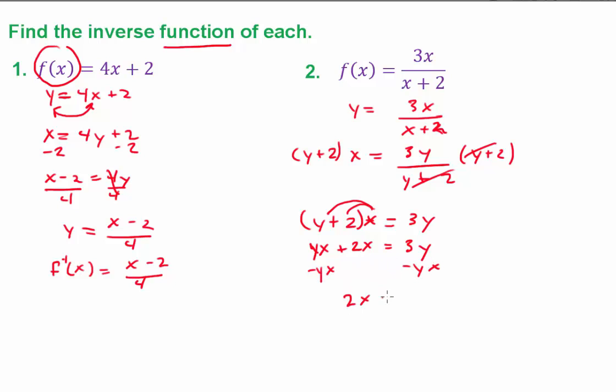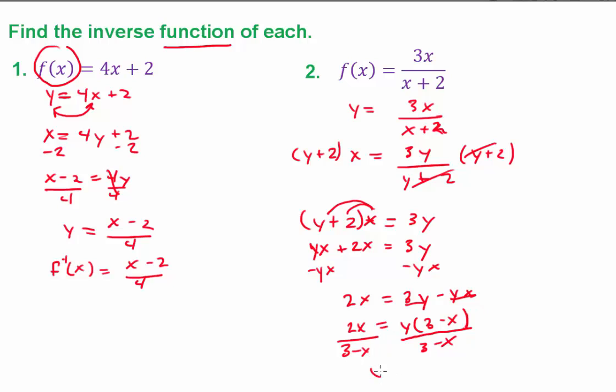So now I have 2x is equal to 3y minus y times x. Okay, well, what do you notice is common in both these terms? That happens to be a y. So we have 2x is equal to, and since they're in common, we can factor them. So it'll be y times (3 minus x). And the last thing we will do is divide by 3 minus x to both sides.